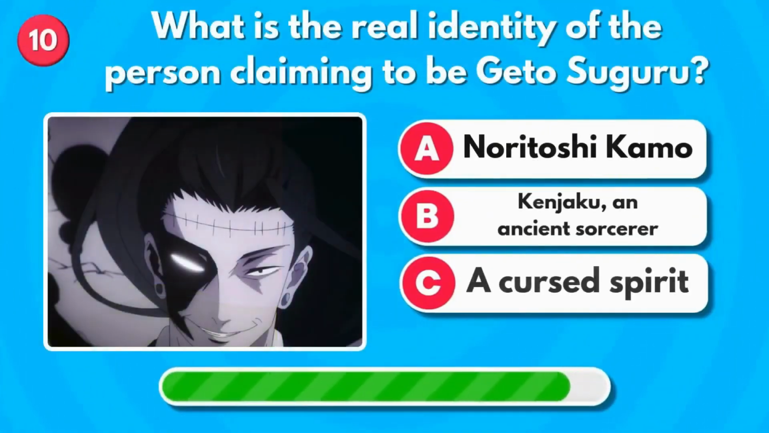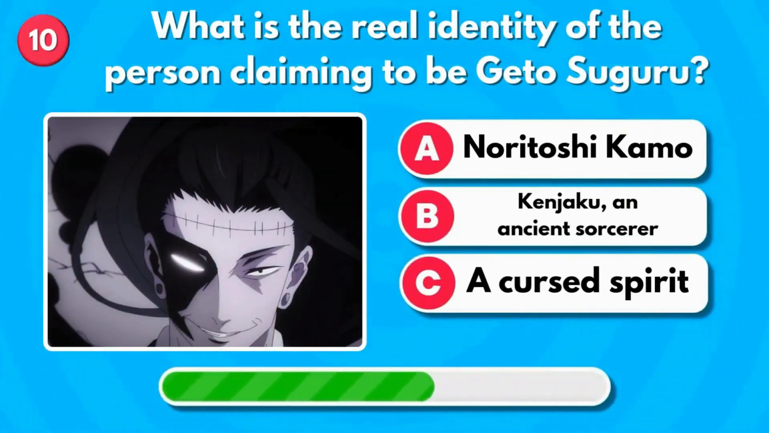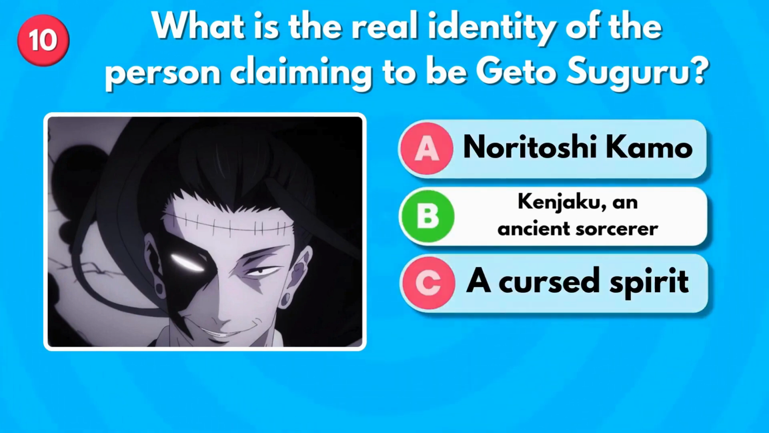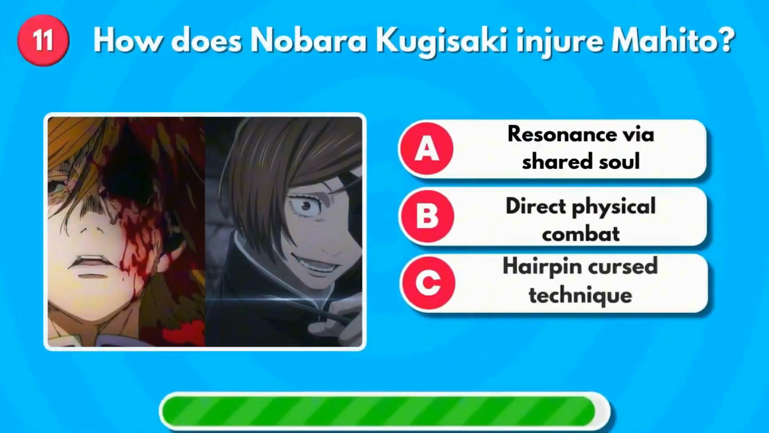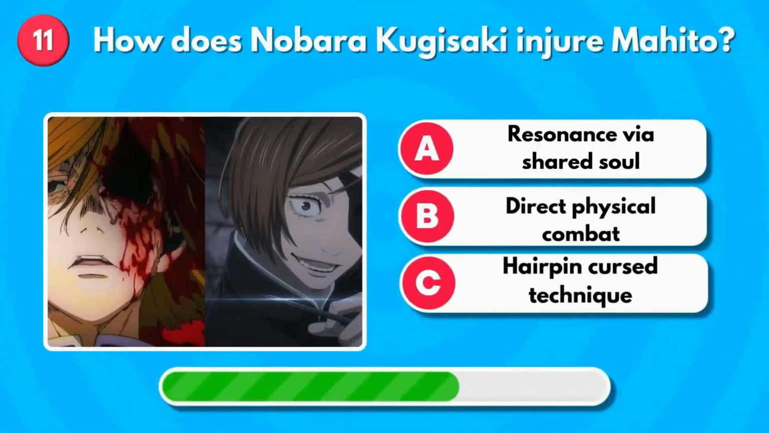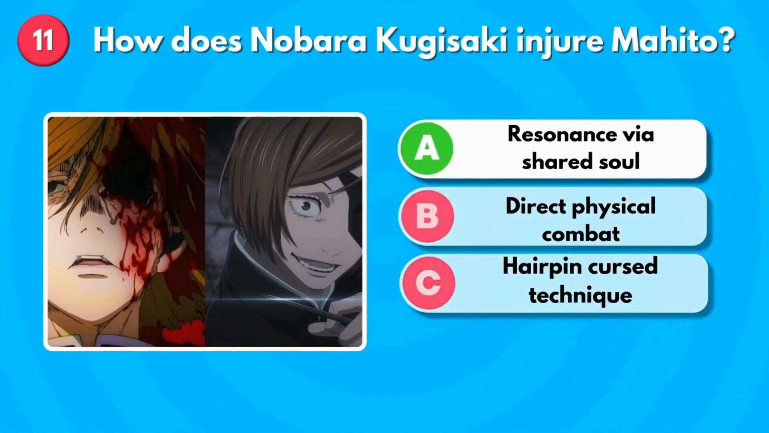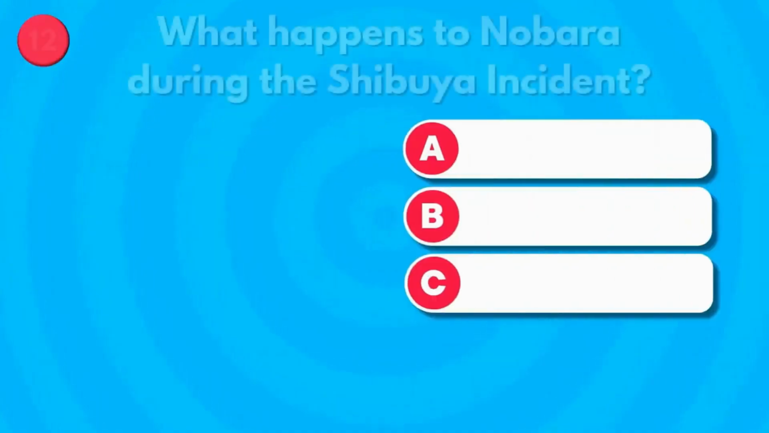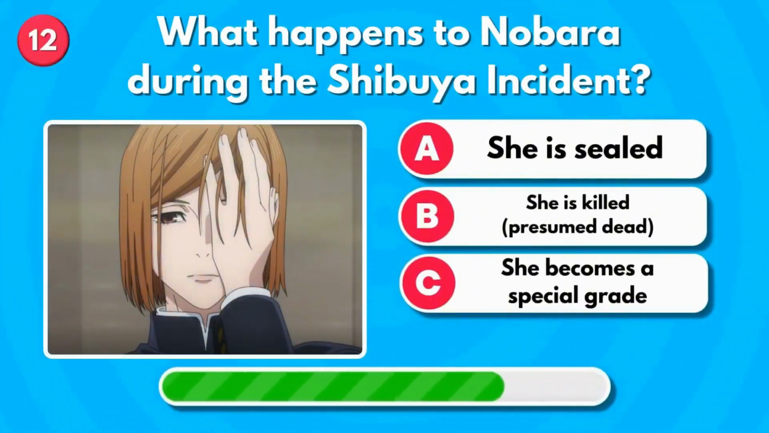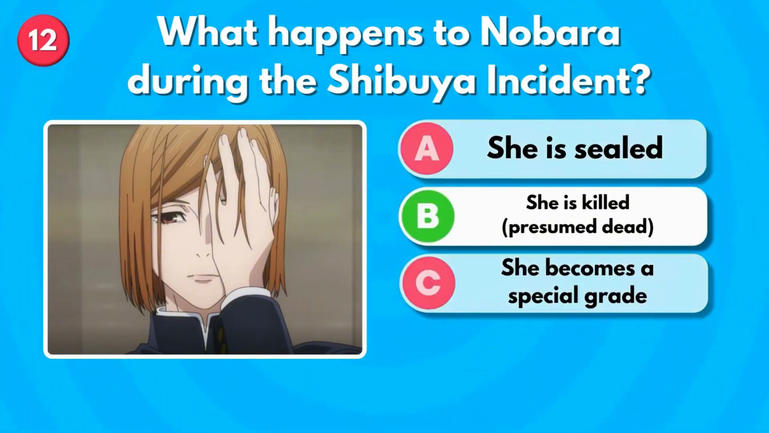What is the real identity of the person claiming to be Geto Suguru? Kenjaku, an ancient sorcerer. How does Nobara Kugisaki injure Mahito? Resonance via shared soul. What happens to Nobara during the Shibuya incident? She is killed, presumed dead.